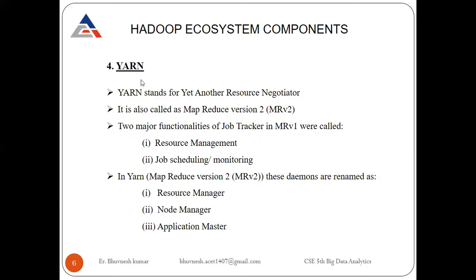Then the next tool is Yarn. Yarn stands for Yet Another Resource Negotiator. It is also called MapReduce version 2, and the short form is MRv2.